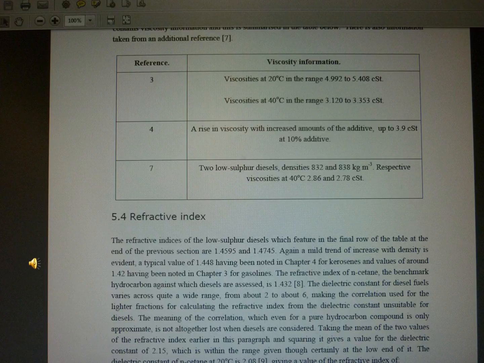The refractive indices of the low sulfur diesel are featured in the final row of the table. So there will be 1.4595 and 1.4745. The trend is an increase of the refractive index with density, typically averaging 1.448. So those are the refractive indices of the pure oils. For the particular viscosity, the refractive index varies between 1.4595 and 1.4575.